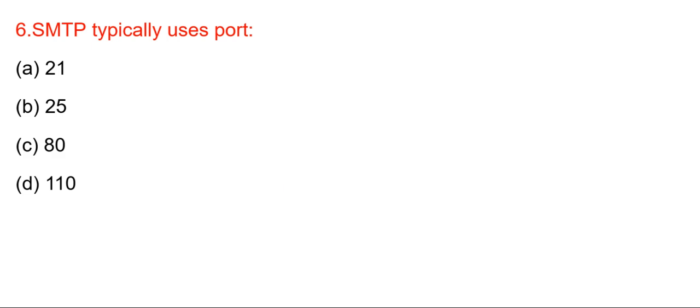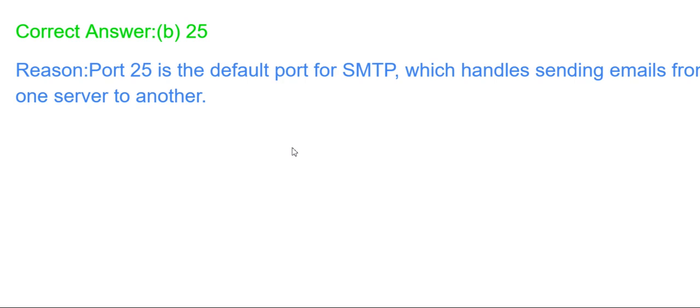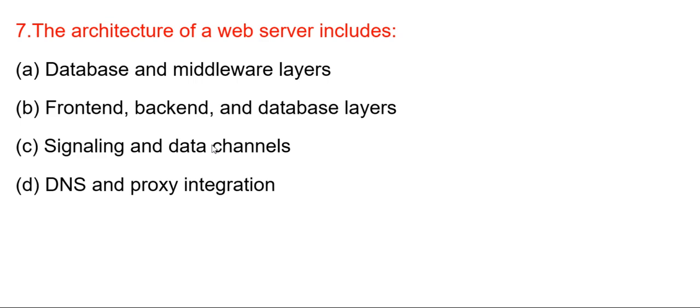Sixth question. SMTP typically uses port. Options given are 21, 25, 80, 110. Pause the video and try the answer. And the correct answer is B, 25. Reason: port 25 is the default port for SMTP, which handles sending emails from one server to another.